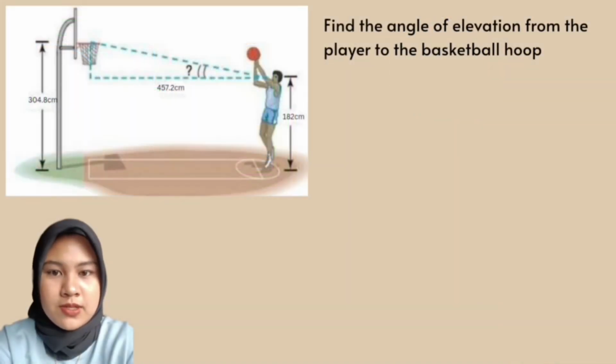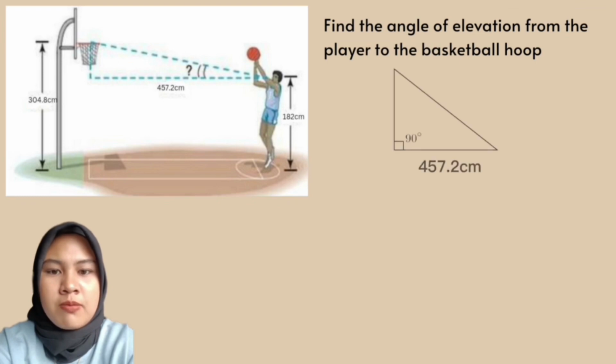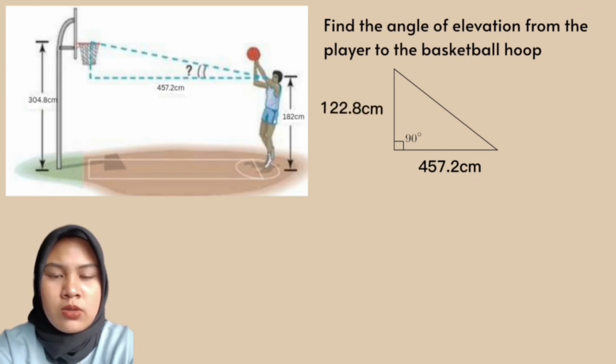Next, based on the picture, find the angle of elevation from the player to the basketball hoop. First step, we will draw the triangle. To find the opposite side of this triangle, we need to subtract the height of the basketball hoop and the height of the player. So, the opposite side will be 122.8 cm.